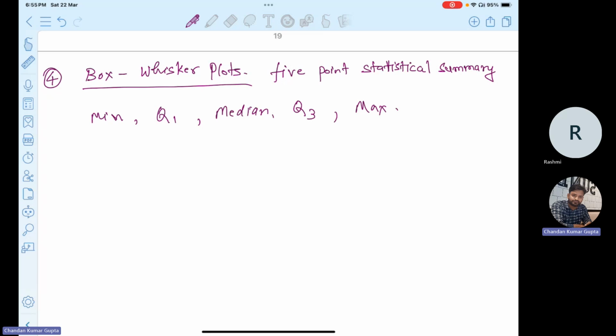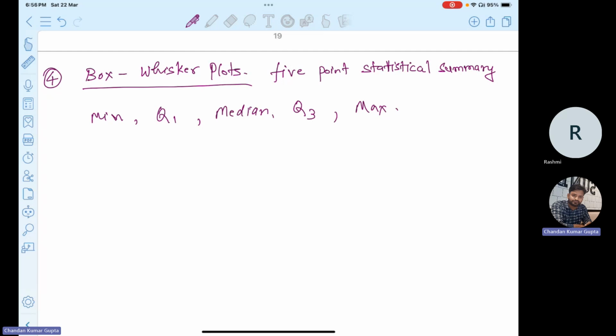When we have these 5 points, then we are able to plot the box and whisker plots. This plot is mainly used for detecting the outliers present in the data set, and also to compare two data sets or more than two data sets together. So if there is an outlier, then we use the box and whisker plot to visually find out whether that data point is an outlier in that data set or not.